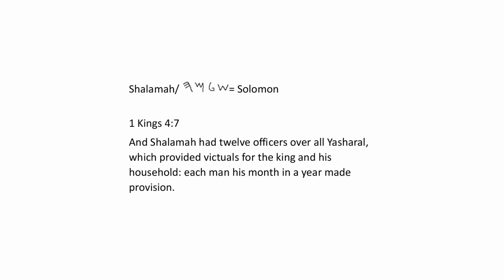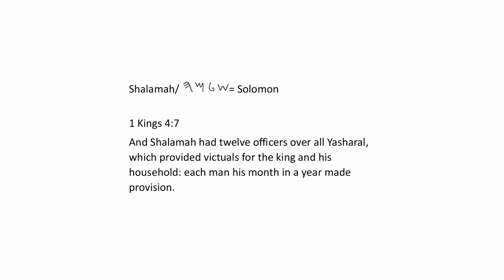Before we get started, I want to show you something. I think it's very important. Let's go to First Kings chapter 4, verse 7. And Shalomah had 12 officers over all Yashar, which provided victuals for the king and his household. Each man his month in a year made provision.